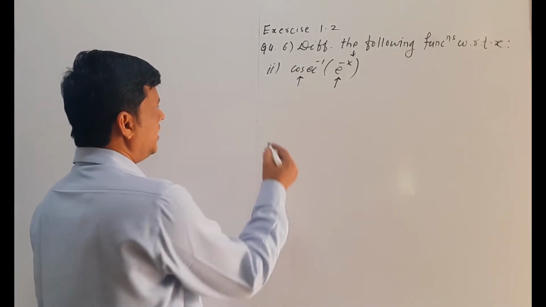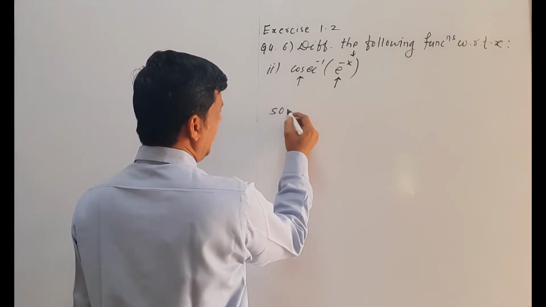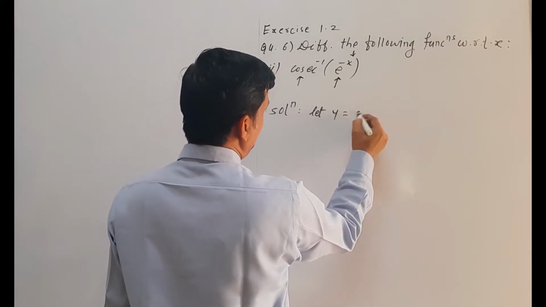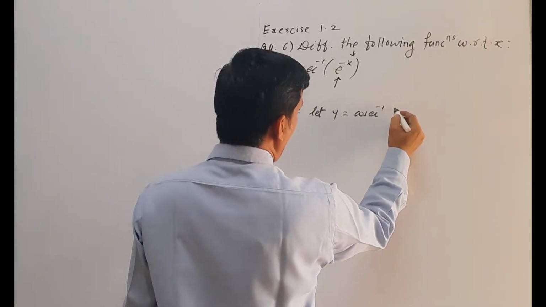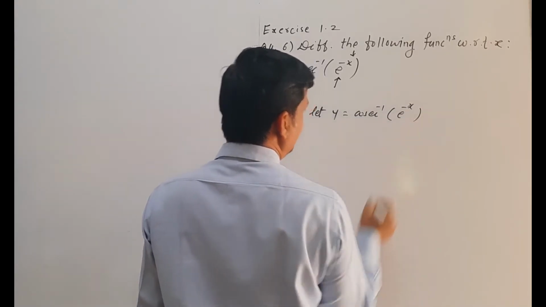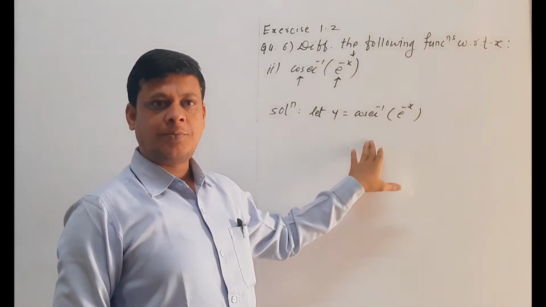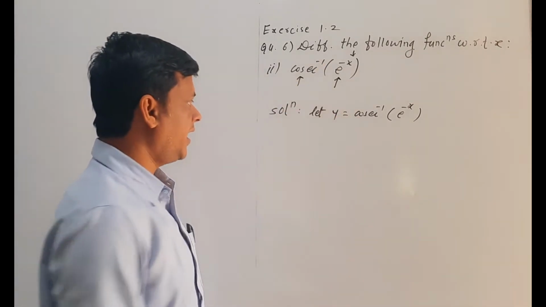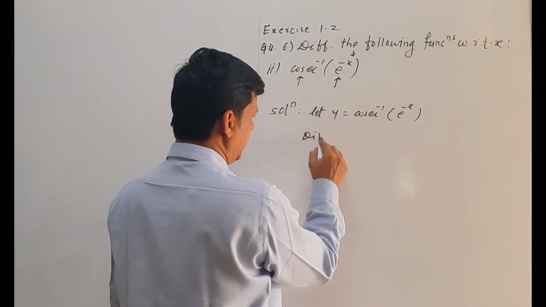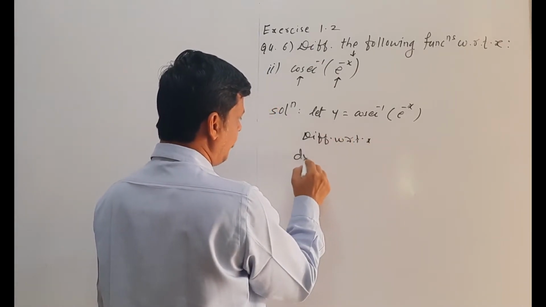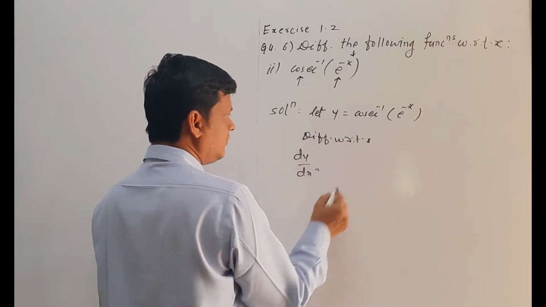So we denote this function as y. Write in the solution: let y is equal to cosec inverse of e raised to the power minus x. First we confirm how many derivatives we have to find. So we have to find 3 derivatives. So we write here, differentiate with respect to x. Derivative of y is dy by dx.